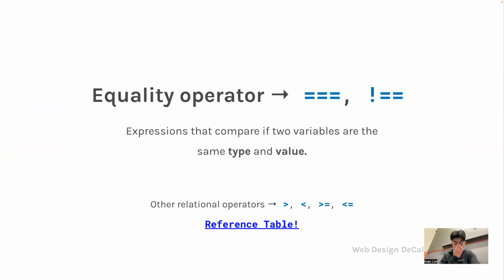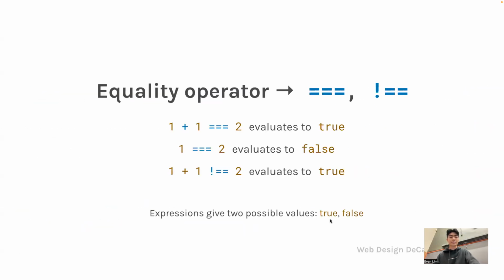So one thing we have here is the equality operator. Notice we have 3 equal signs, and this one has 2 equal signs. The reason we have this, you don't have to know, but just know that this is checking if 2 things are equal, and this is checking if they're not equal. And so we have other relational operators that we've seen before, like greater than, less than, greater than or equal to, and then a helpful table to see for later.